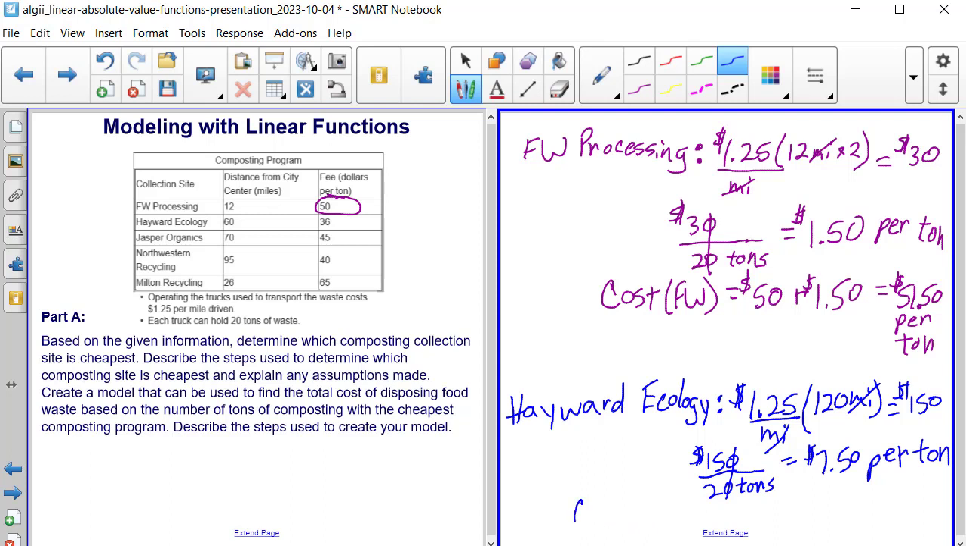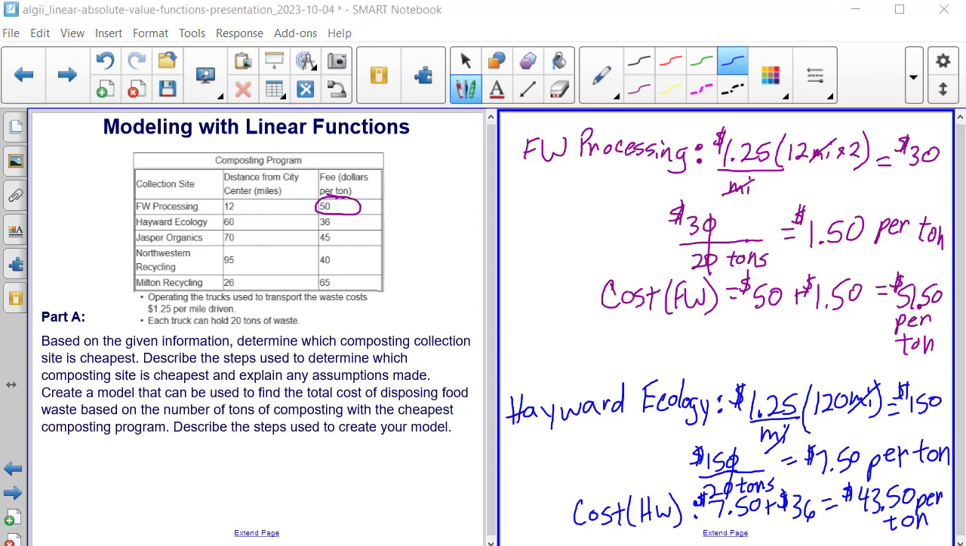And then the final cost for Hayward, I'll use HW as an abbreviation, will end up being this $7.50 per ton plus the fee in dollars per ton of 36. And then when we add these together, we will end up getting $43.50 per ton. Now let's look at Jasper Organics.